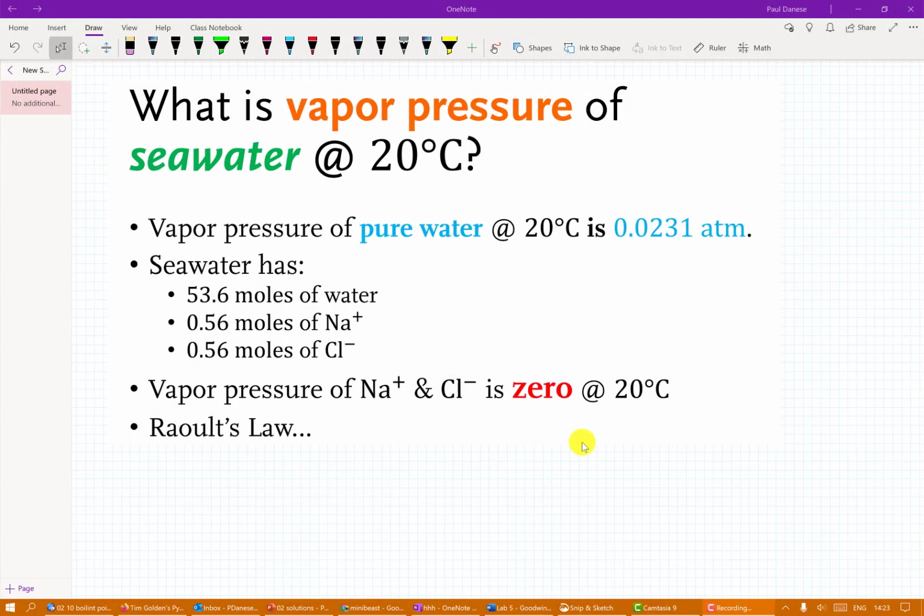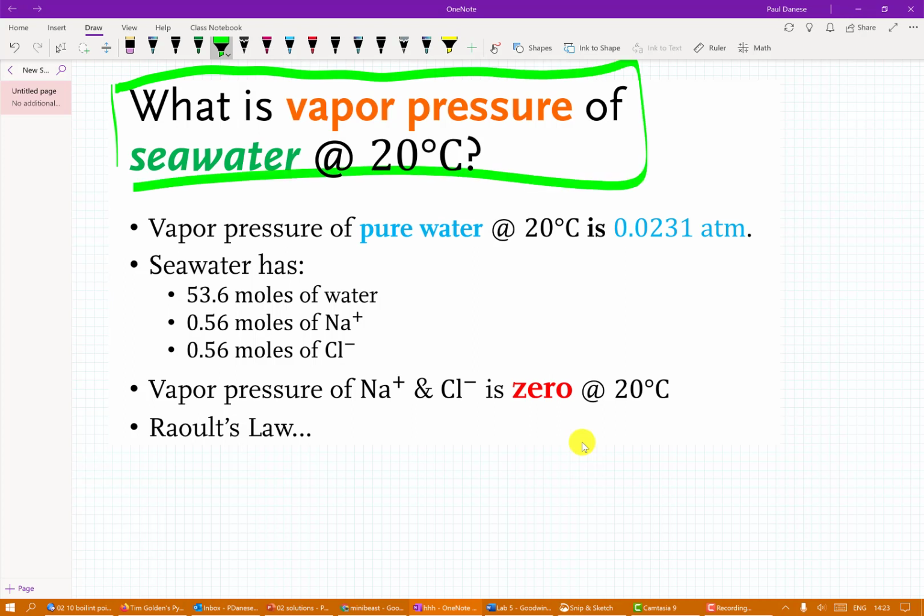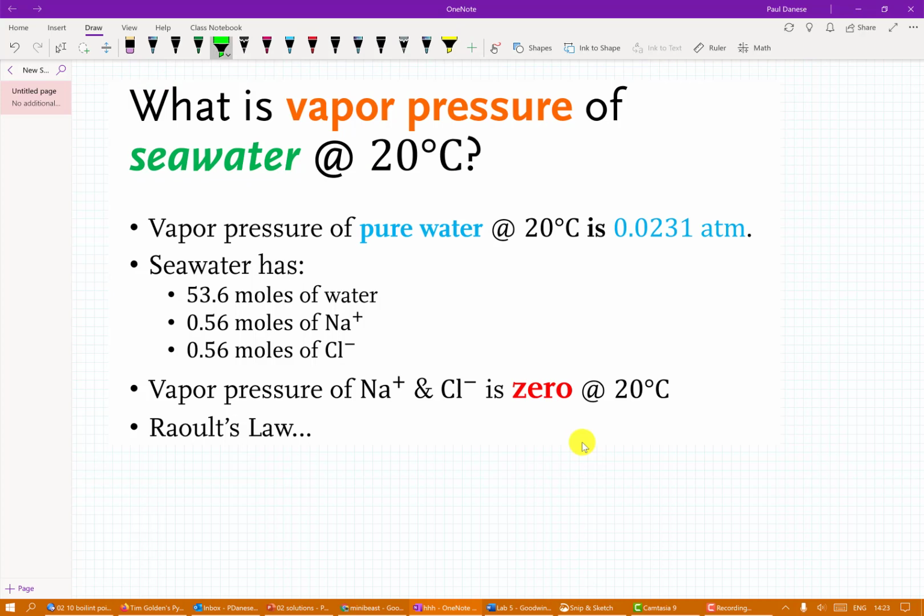Okay, so here is our problem. The question is right here. What is the vapor pressure of seawater at 20 degrees Celsius? And this is the key here. We're not talking about pure water here.